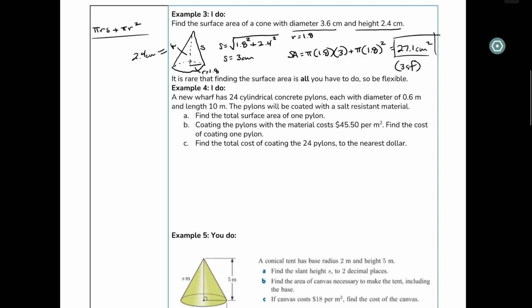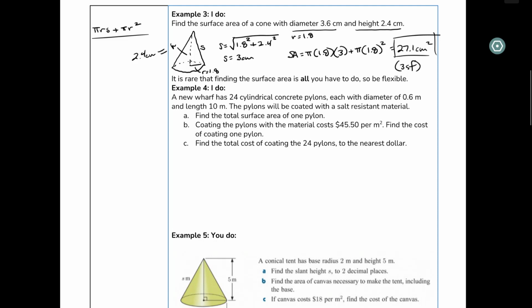So let's go ahead and take a couple of extra notes here and take a look at one more example together. It is rare that finding the surface area is all you have to do. So what you need to do is be flexible. We are faced with a lot of word problems depending on the class that you go into next year. Here's one that would be very typical of a math AI style question.